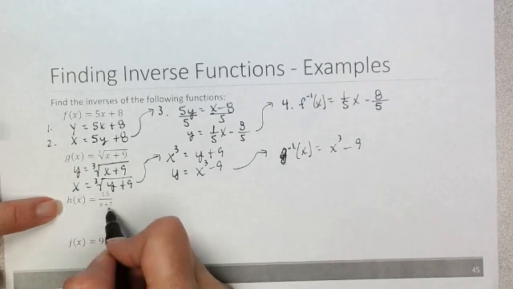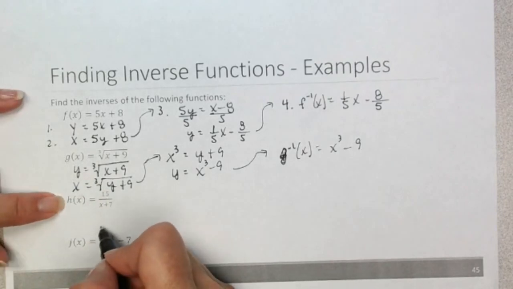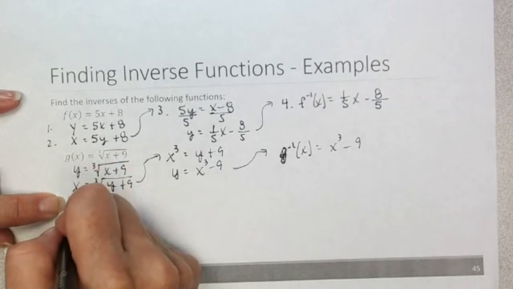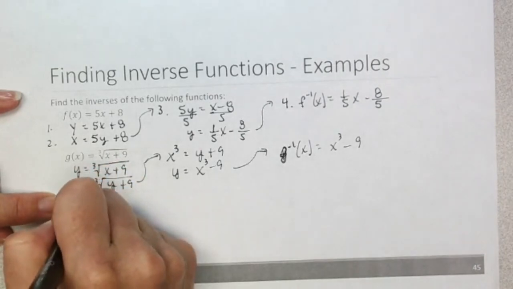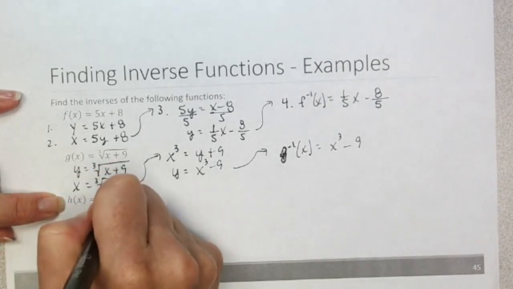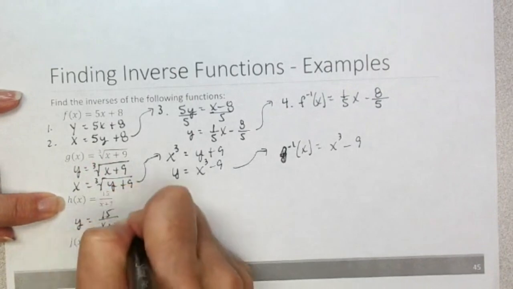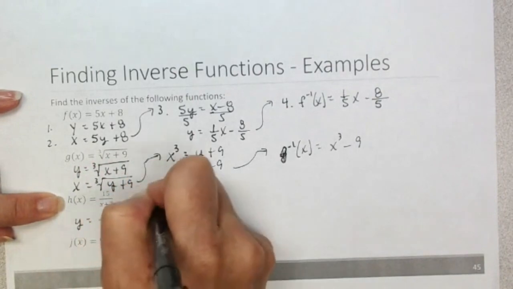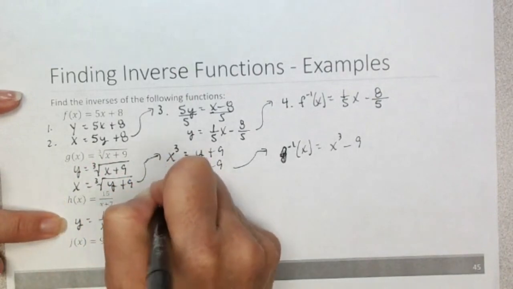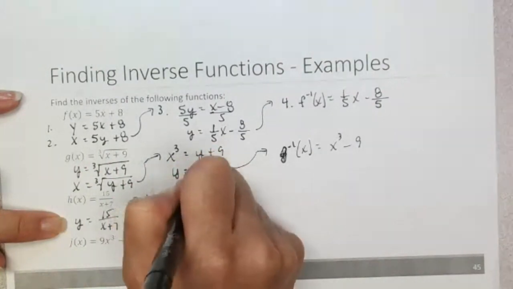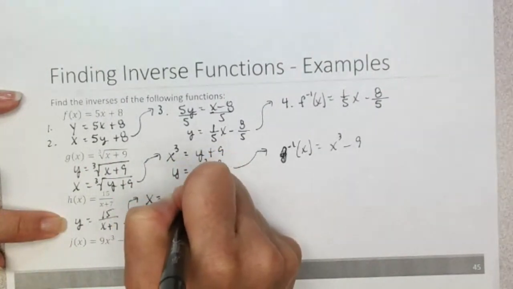There's one that's a rational expression. These can be a little tricky. Let's do that one. Let's write this first as an equation. y equals 15 over x plus 7. Now let's switch our x's and y's. x equals 15 over y plus 7.